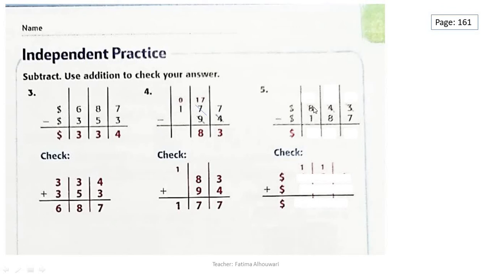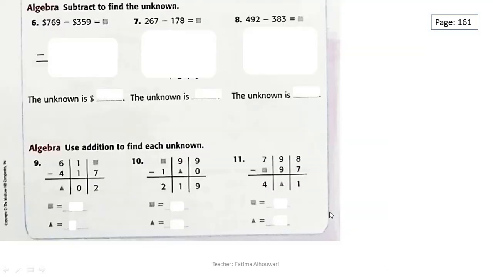Question number 5. If we subtract 843 minus 187, we will get 656. To check if our answer is correct again, we can add these two numbers and we will get 843. Let's see question number 6.